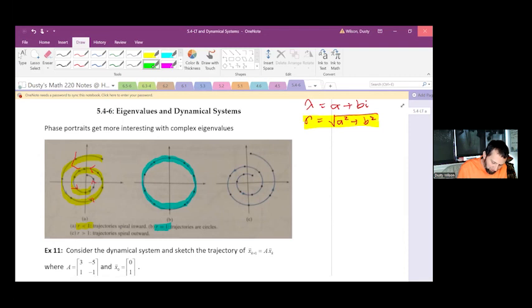And then if you have r being bigger than one, the modulus or the magnitude of that complex eigenvalue, then we are going to move farther and farther away from the origin. So this is the one that we don't want to be the case for the Earth, right? Where we're going to spiral outward forever and things will get colder and colder and colder.